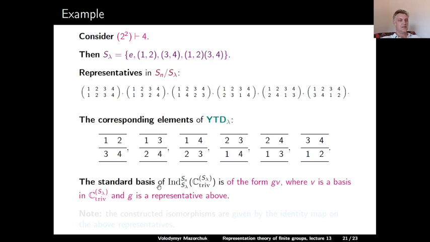And then the standard basis of the induced module is of the form GV, where V is the basis of the trivial module, and G is one of our 6 representatives. And the isomorphism, which we constructed in the previous theorem, sends this element GV to the corresponding Young tabloid. So the element identity V is sent to this tabloid. So if this is G, then GV is sent to this tabloid, and so on. So this is how the theorem works in reality.